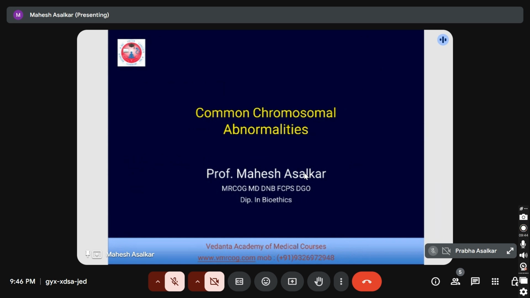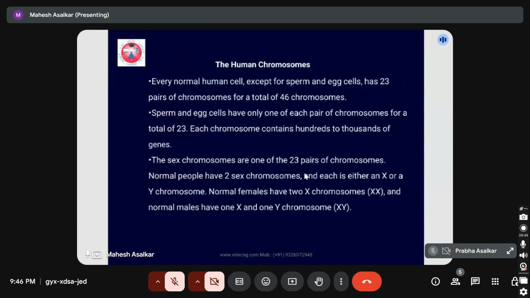So next topic is common chromosomal abnormalities. Okay. So the human chromosome, we have just seen that every normal human cell, except for the sperm and egg cell, has 23 pairs of chromosomes. That is a total of 46 chromosomes. Sperm and egg cells will have only one of each pair of chromosomes for a total of 23. So these are haploid. Sperm cells and egg cells are haploid.